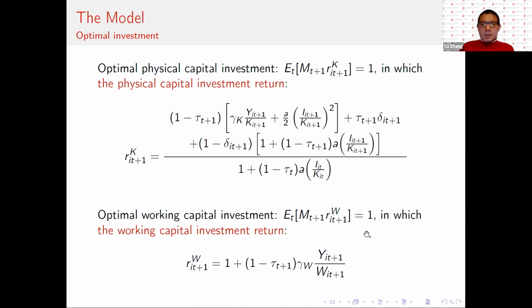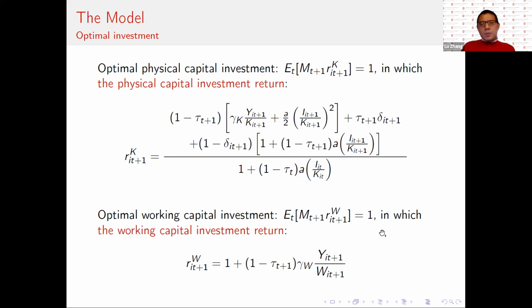So for working capital investment, we have something similar. The conditional expectation of the pricing kernel times the working capital investment return equals one, and the working capital investment return is given by this formulation. And this term is basically the marginal product of working capital, right? And it is proportional to the sales to working capital ratio, okay? As a standard parameterization from the investment literature in macro and corporate finance, because there is no working capital adjustment cost, the denominator, that's zero, and we only have one in the denominator.